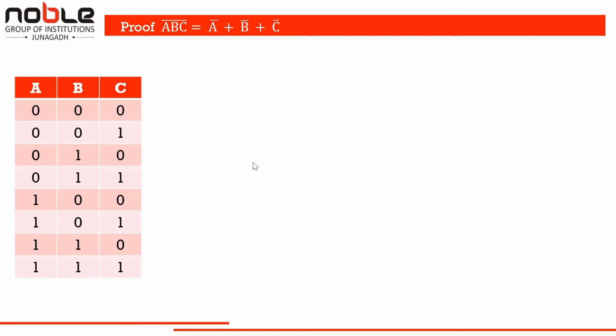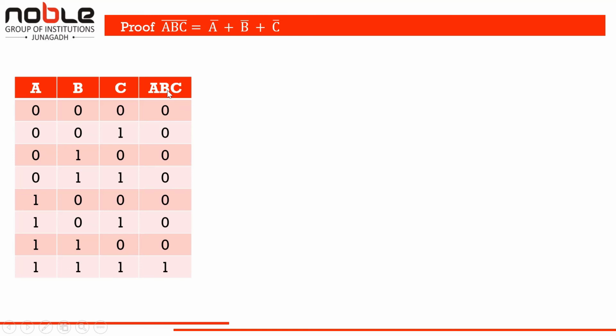Now move on to the second statement. And the second statement is A dot B dot C whole bar is equal to A bar plus B bar plus C bar. As we know, we have the values of A, B and C, and it is mentioned in this table. Now first we have to get the value of A dot B dot C. It means finally we are getting the value A dot B dot C is equal to 0,0,0,0,0,0,0,1, and A dot B dot C is nothing but the value of the AND gate.